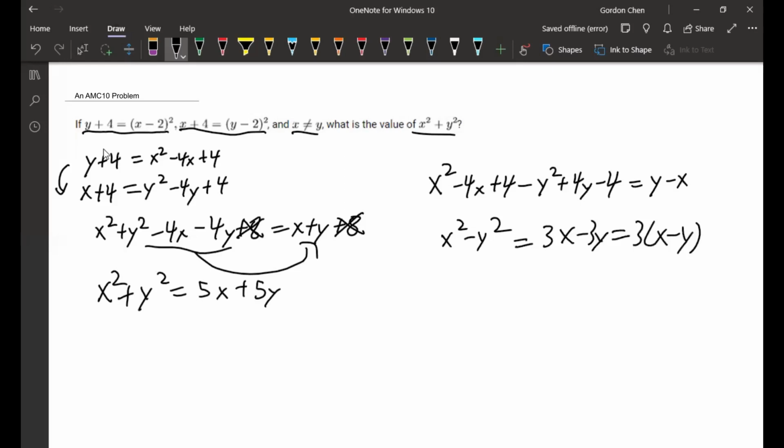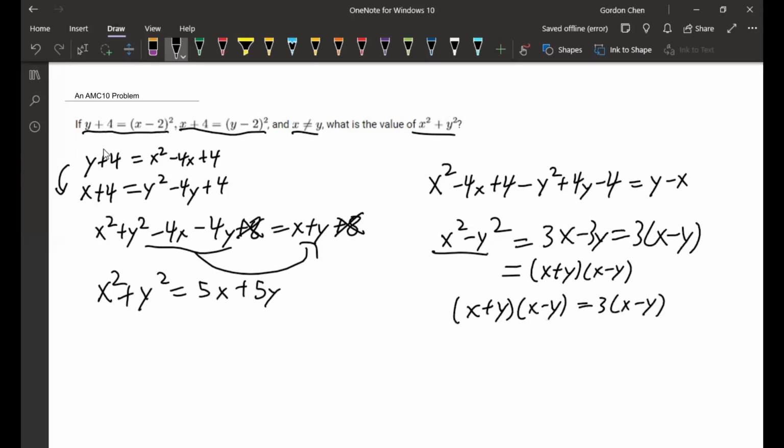Okay, sorry. And this is also equal to (x plus y)(x minus y), because this is a difference of squares. So now we have (x plus y)(x minus y) equals 3 times (x minus y).